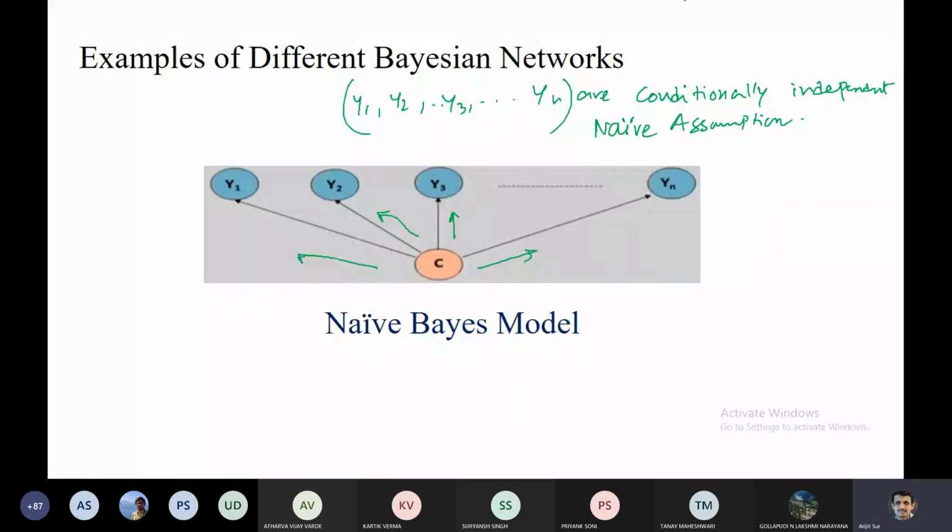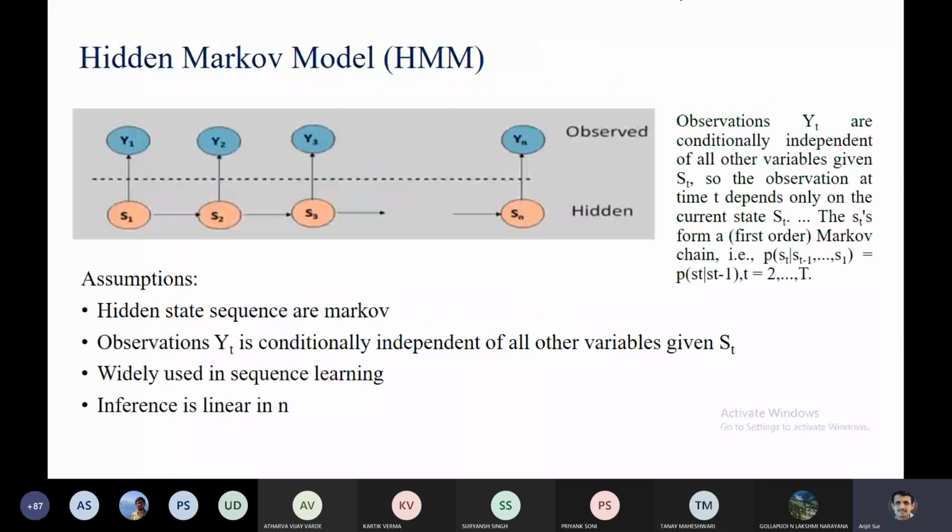Here is another very important thing. It's called hidden Markov model. And you can say the observations YT are conditionally independent of all other variables. This YT means Y1, Y2, Y3. YT means at time instance T equal to 1, T equal to 2, T equal to 3, and T equal to n, something like that. All the variables are independent given ST. So the observation at time T depends only on the current state ST. The ST are from a first order Markov chain, but these hidden states are interdependent.